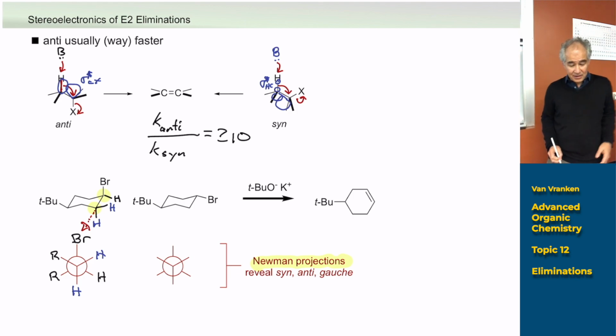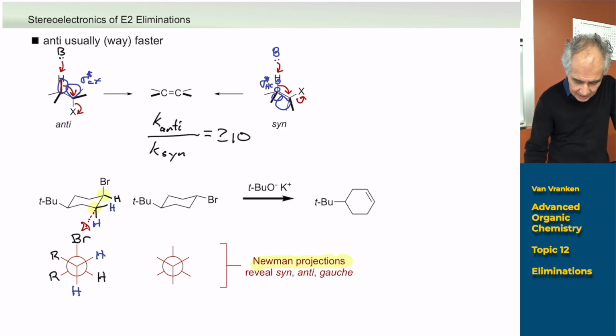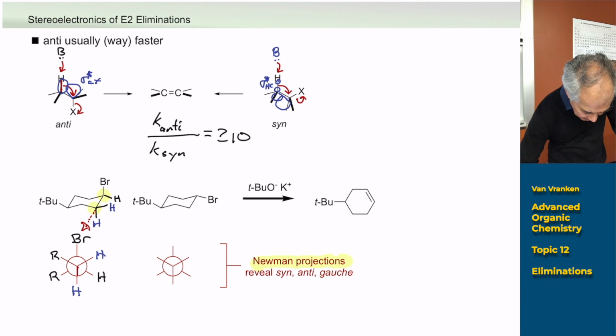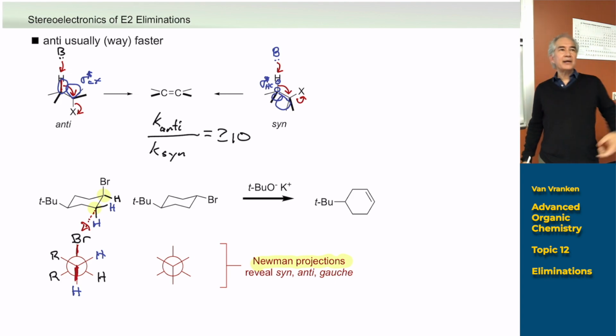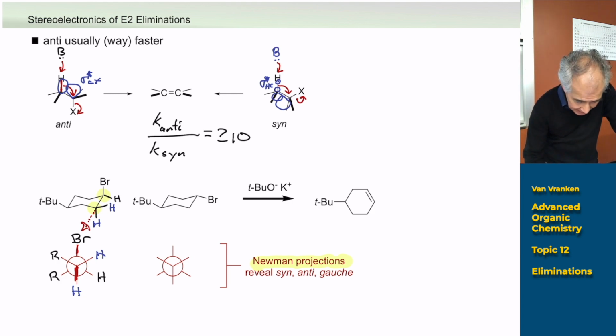So when I look at this, I can see that this first substrate has a great anti-periplanar relationship between these two bonds. This H-C bond here is anti to the carbon-bromine leaving group, and so we have a great arrangement for a rapid E2 elimination reaction.